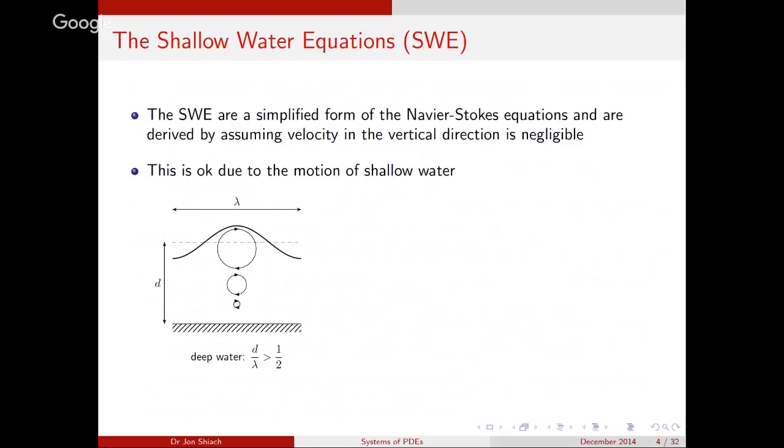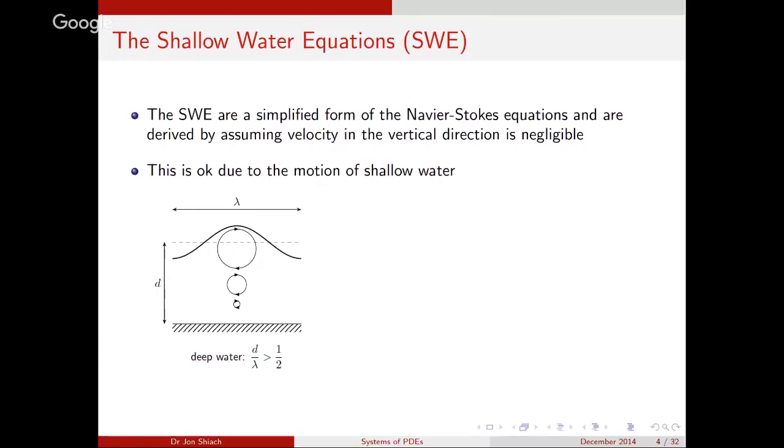Lambda is what we call the wavelength. The wavelength is the distance between two corresponding points on the wave. So, for example, if this is one wave, if I go from trough to trough, from there to there, that gives me a distance, and that's our wavelength lambda. This is considered deep water when the depth divided by the wavelength is greater than 1/2.